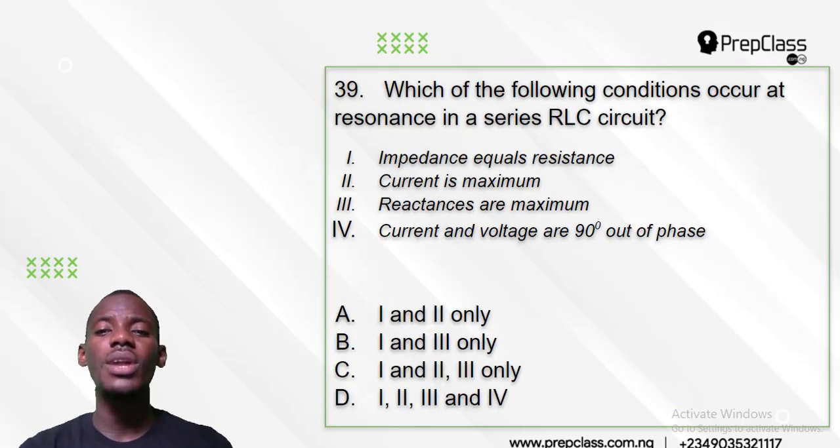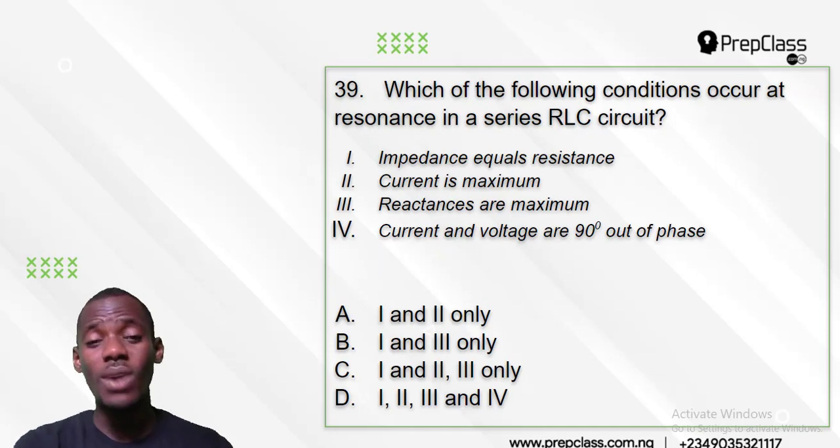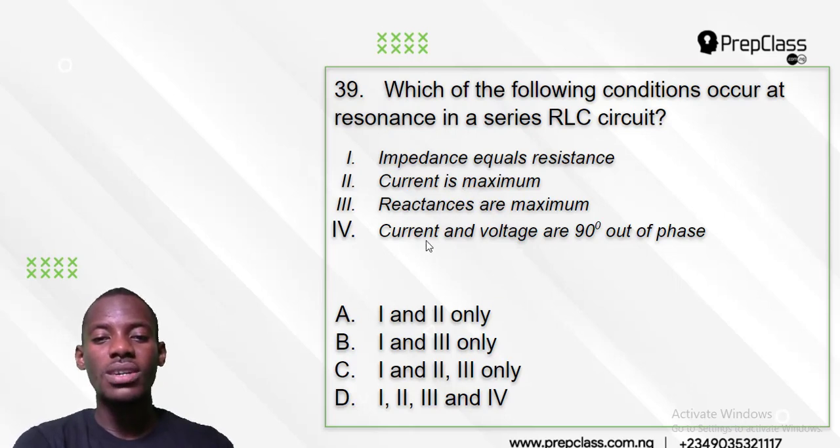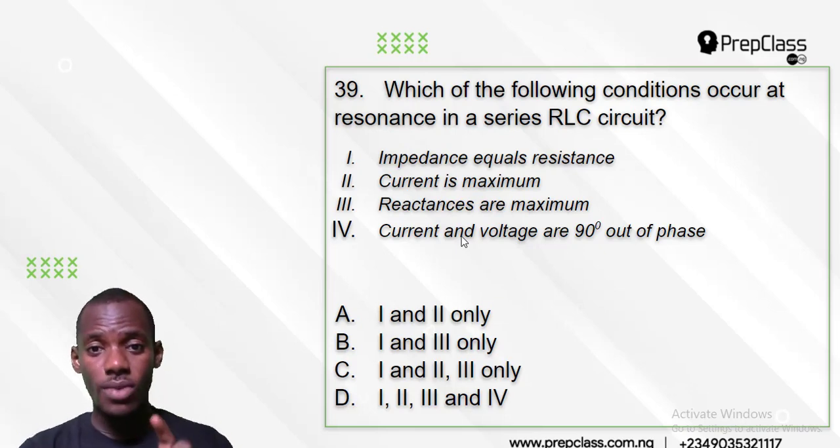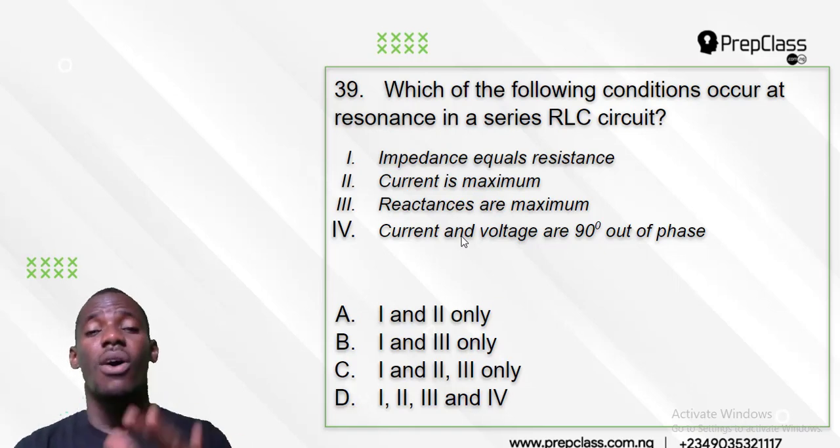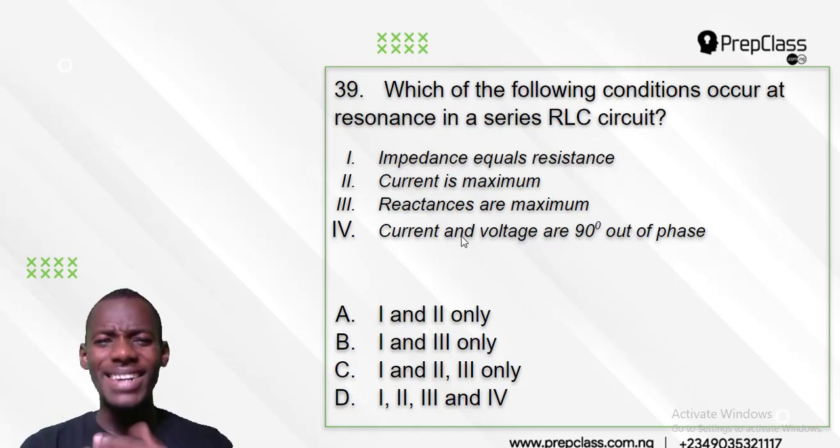Number 39 says, which of the following conditions occur at resonance? See the word resonance again, in a series RLC circuit. Is it impedance equals resistance, or current is maximum, or reactance is maximum, or current and voltage are 90 degrees out of phase? They are not out of phase. So they have to be in phase. Like we said before, the resonance frequency is when the voltage and the current are in the same phase, right? But another thing occurs that we did not state before, and that is this.